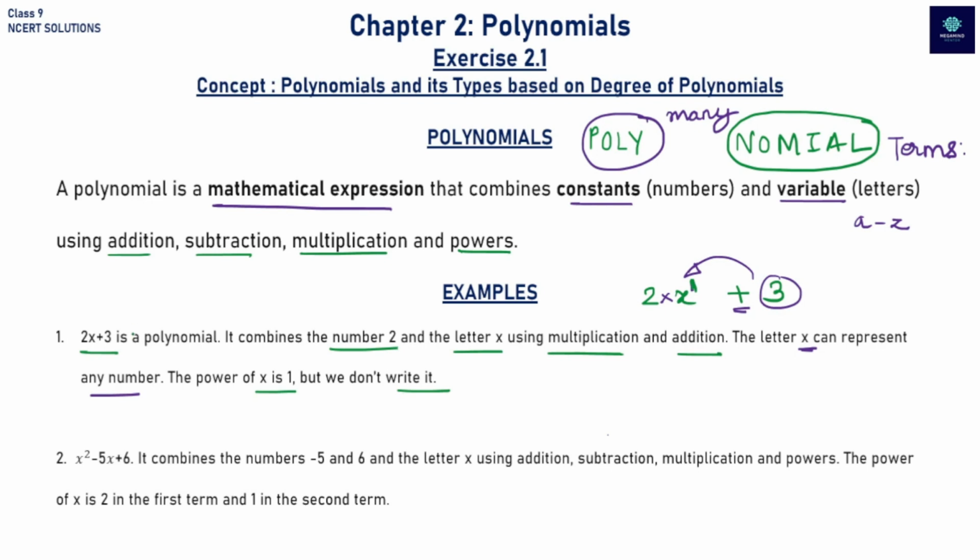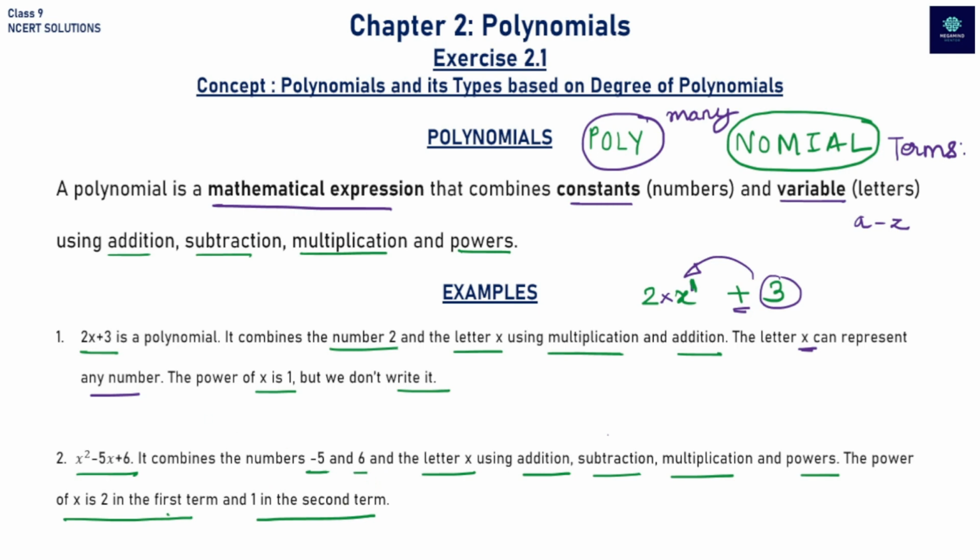Now coming to the second example, which is x square minus 5x plus 6. Now let us see, to combine minus 5, 6 and the letter x, we have used here addition, subtraction, multiplication and powers. The power of x is 2 in the first term and 1 in the second term.